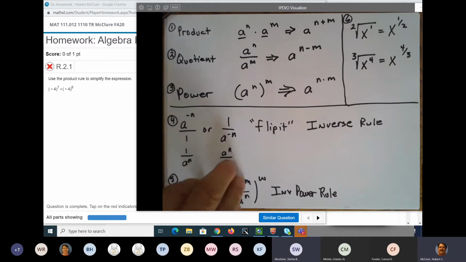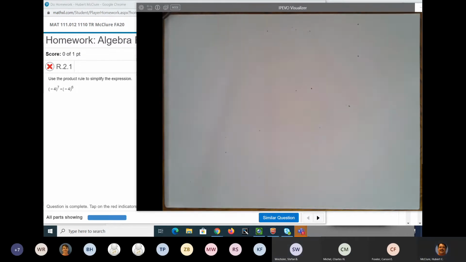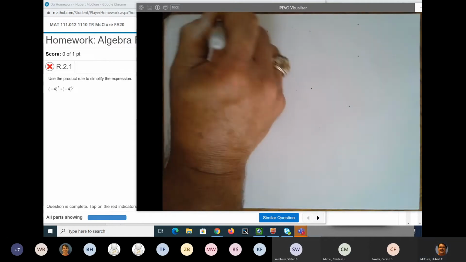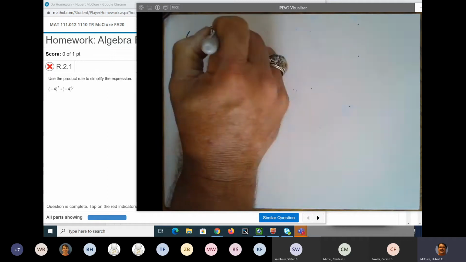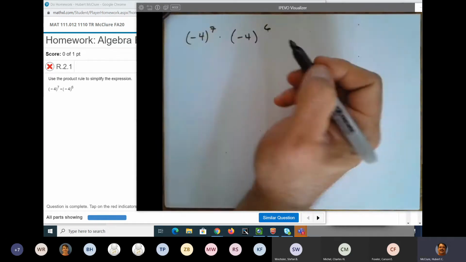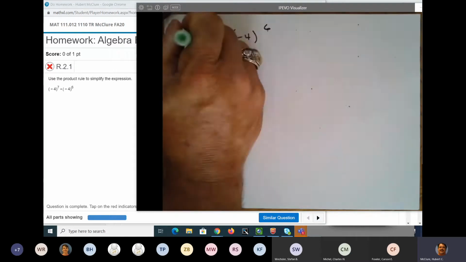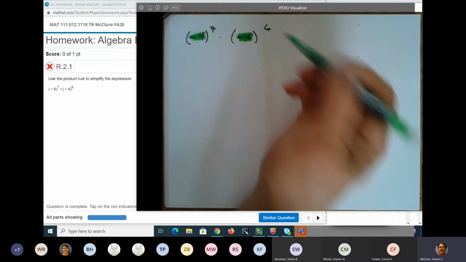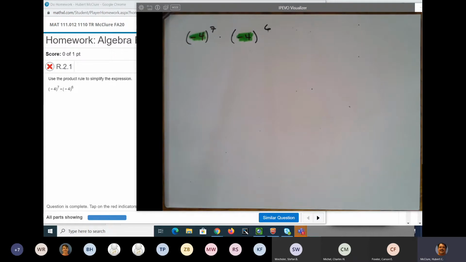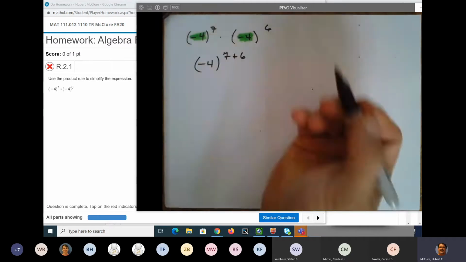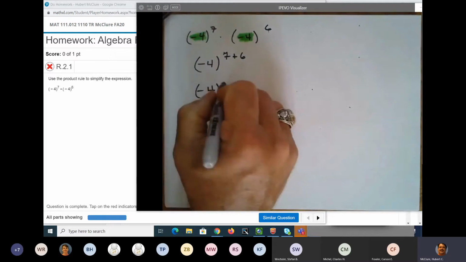Okay, now this problem says -4 to the 7th power times -4 to the 6th power. And the bases are the same, and I'm going to take a highlighter and highlight that, because if you highlight it in your notes, hopefully you'll remember that these bases have to be the same. And they are. So that will be -4 to the 7 plus 6, which is -4 to the 13th power.